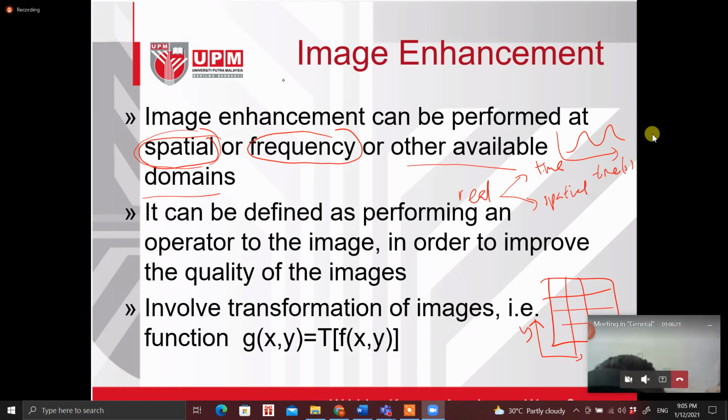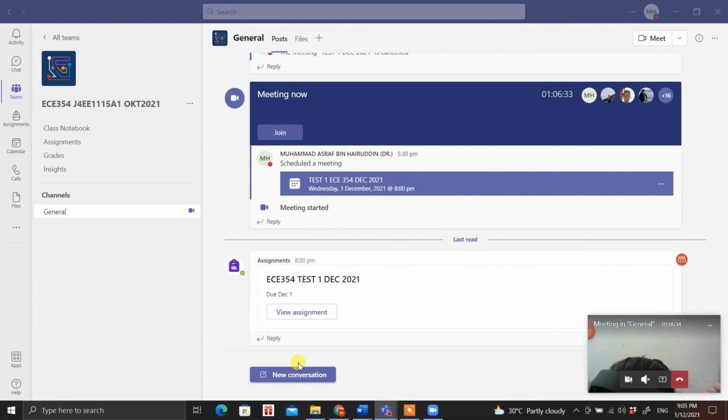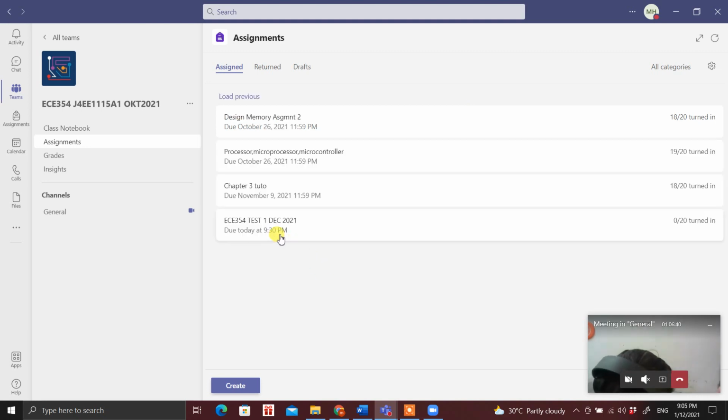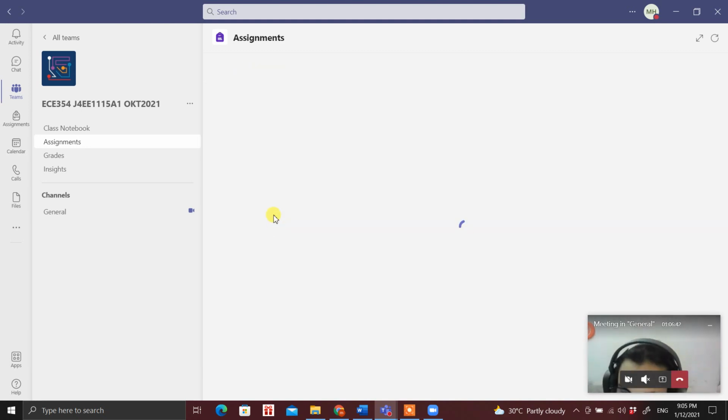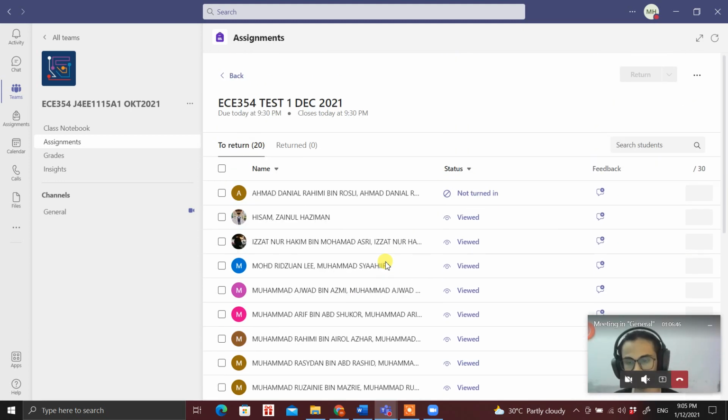Anyway, the easiest way of doing image enhancement is in the spatial domain, because you can see the effect of the image enhancement algorithm. And the easiest way of performing image enhancement is by putting an operator to the image, and the operator is called the transformation function, or T.